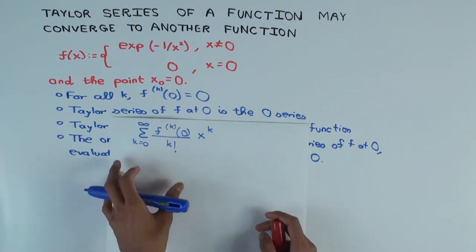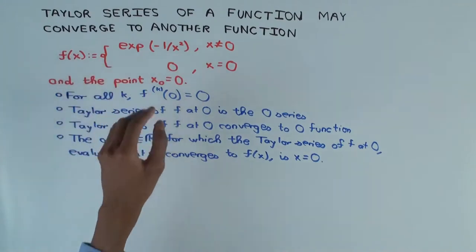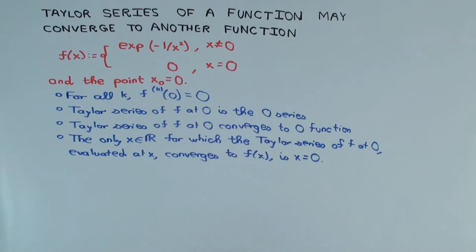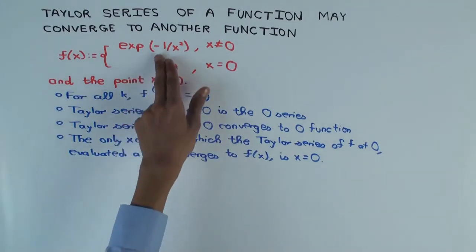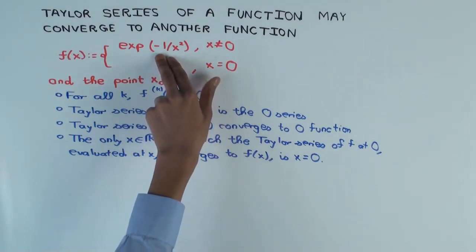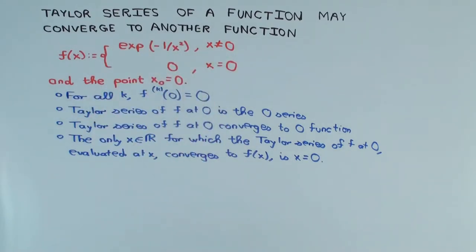Okay, good. And so what does it converge to? What function does the 0 series converge to? The 0 function, everywhere, right? Good. Now, let's look at the original function and compare it with the 0 function. Where does this function agree with the 0 function? At 0. Does it agree anywhere else? No, because exponential of any real number is always positive, right? So for x not equal to 0, the answer is non-zero.